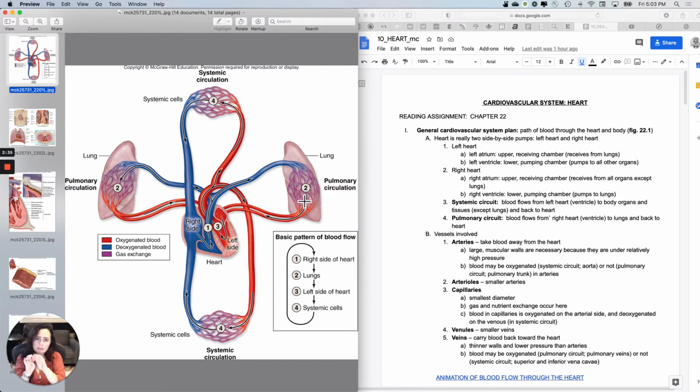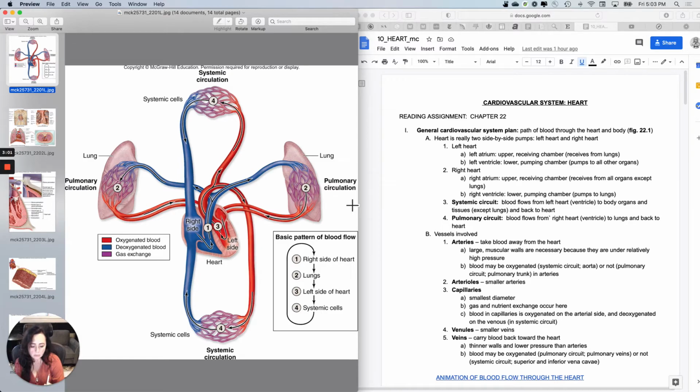So we're going to draw this in a simplified version in just a second. So basically what you end up with is two circuits. One of them comes from the left heart, left ventricle, goes through what we call systemic organs and then back to the right atrium. The other one goes from the right ventricle through the lungs and then back to the left atrium. So let's draw a simplified version of that.